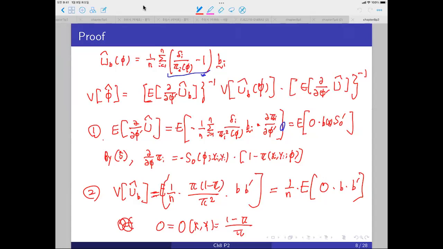XPX. Yeah, so then you can always write it as O(X) and Y given X times B(X) prime, right? So there is no randomness in B. B is a function of X, so this can go outside. Okay, so this is a function of X. So then conditional on X this is constant, so you can go outside.